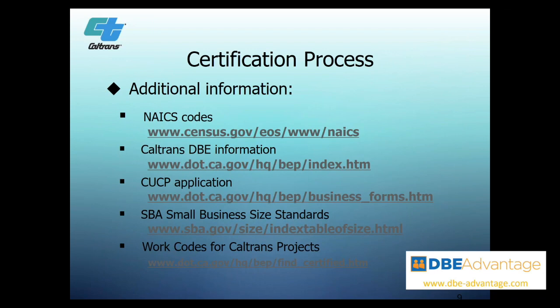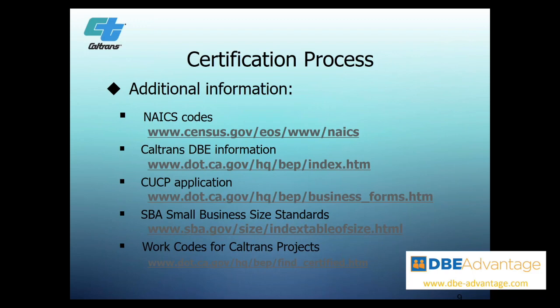And as we go through the certification review process, the reviewer will ask you for evidence as it relates to your NAICS codes to ensure that you are in fact qualified to perform work under those NAICS codes. There is also Caltrans DBE information available to you at the Caltrans site. The actual application itself is available online at either the DOT site for the California DOT or Caltrans site, or the CUCP site. We've provided you with a link here for that application.